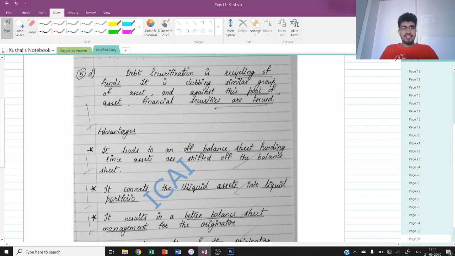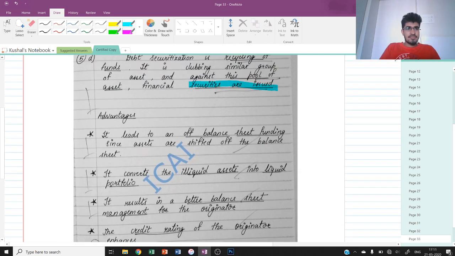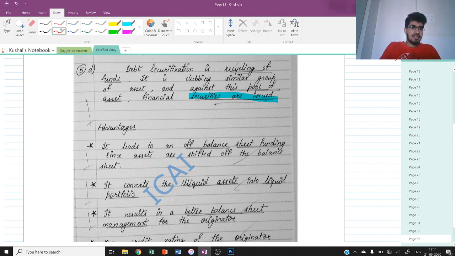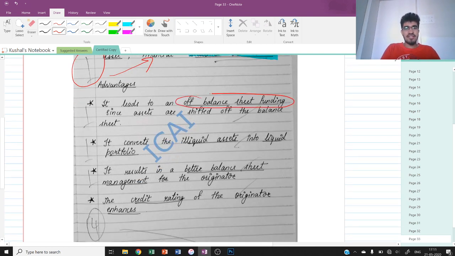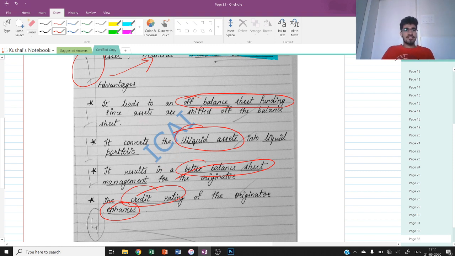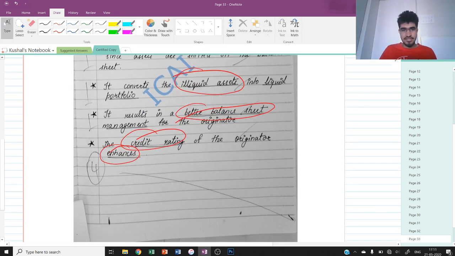Advantages of debt securitization. It is nothing but recycling of funds, and against this pool of assets financial securities are issued. The advantages, I have just written them. See, there is 1 mark for the definition also. Even if I have not written one advantage, and if I would have written 3 advantages, I would have scored 4 out of 4 marks. Then the advantages are: off balance sheet financing, converts the illiquid assets into a liquid portfolio, better balance sheet management, and the credit rating enhances. So you just have to write these bullet points. You would score 4 out of 4 marks in the theory question as well.